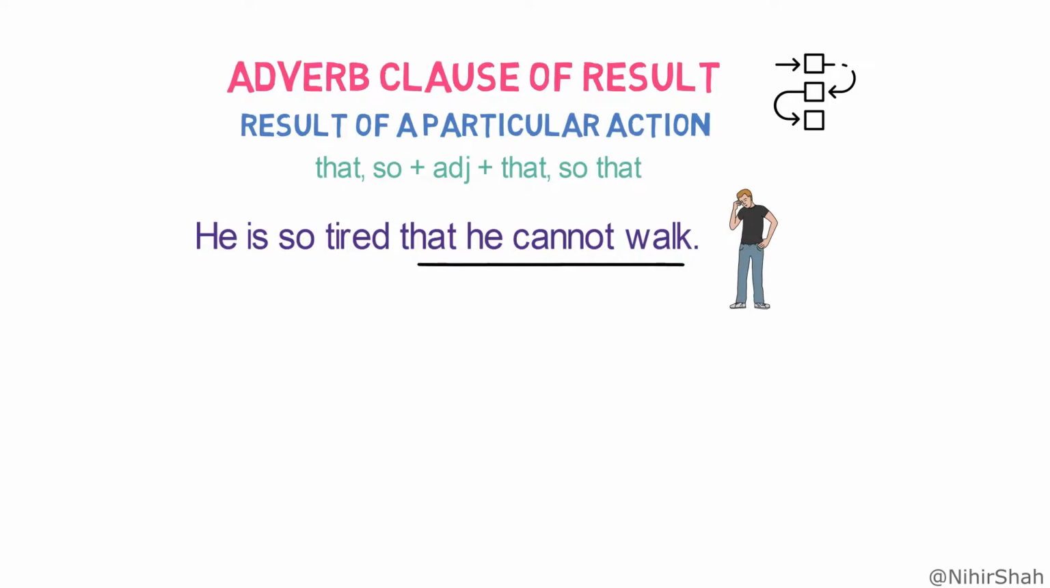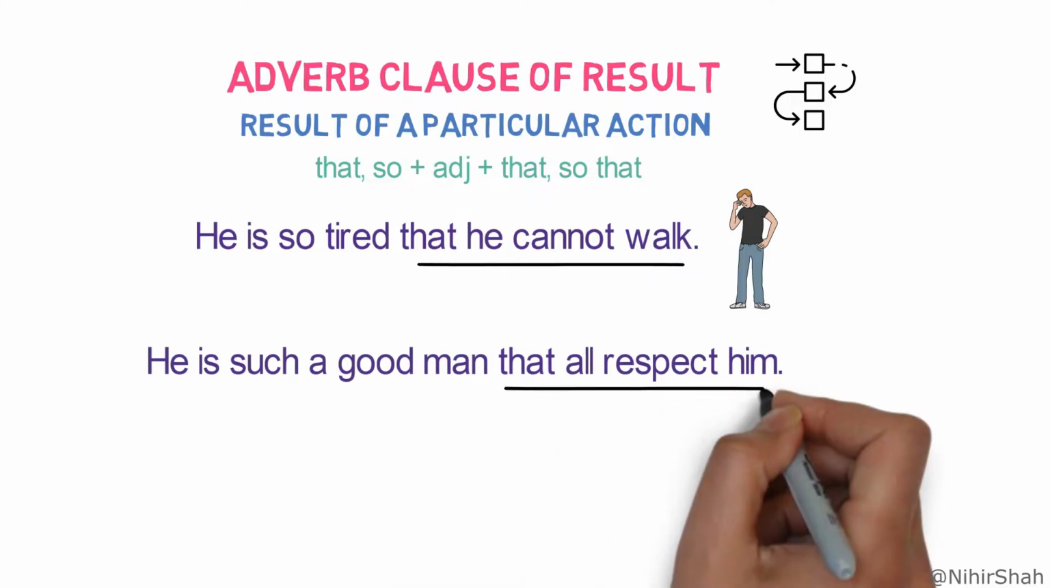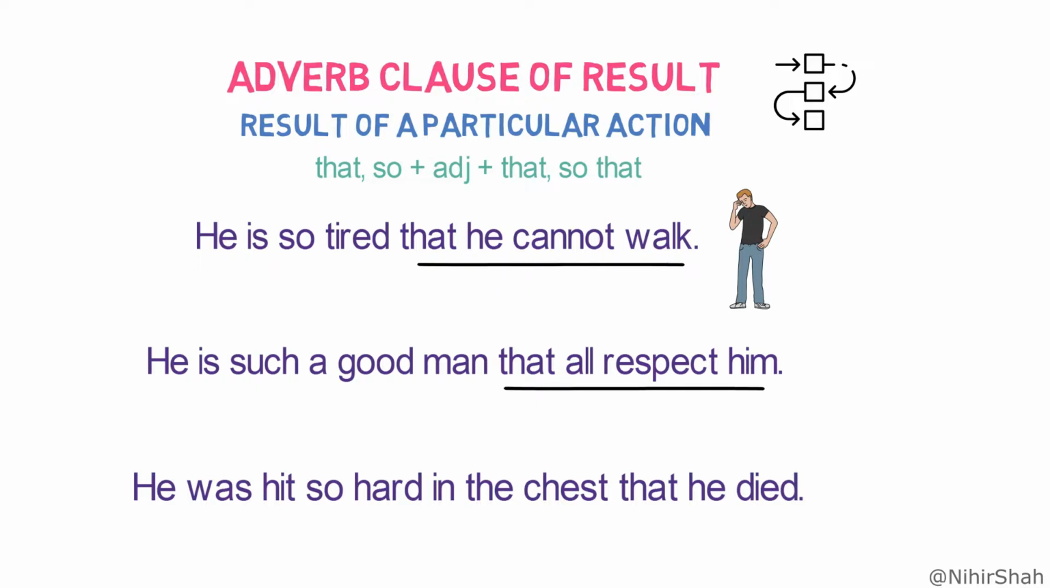Some more examples of it could be, he is such a good man that all respect him. Here, that all respect him is an adverb clause of result. He was hit so hard in the chest that he died. Here, that he died is an adverb clause of result. Let's look into the next type of adverb clause.